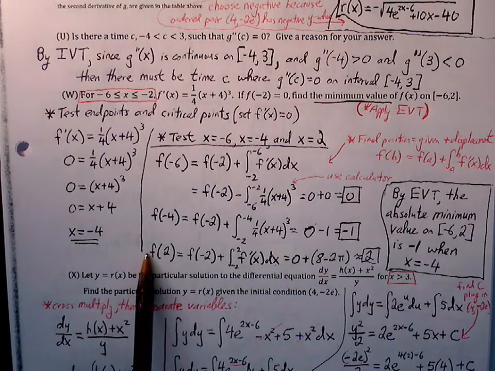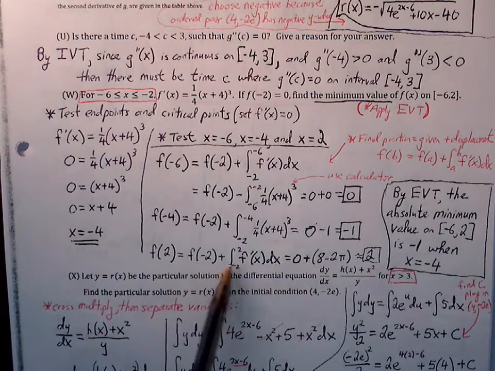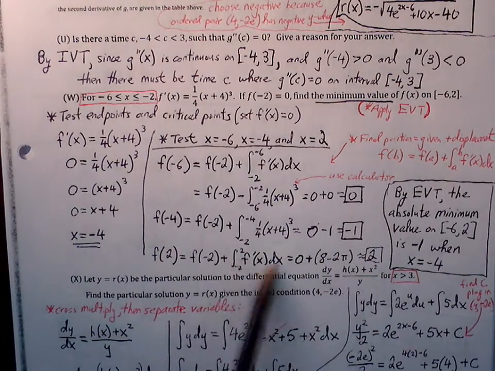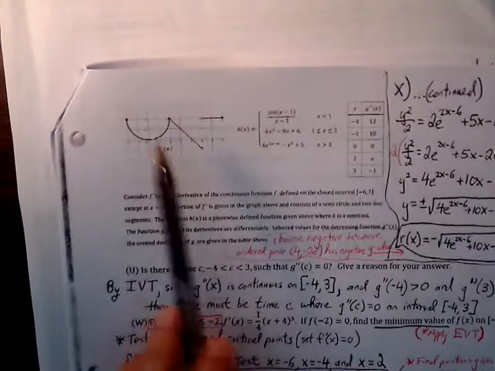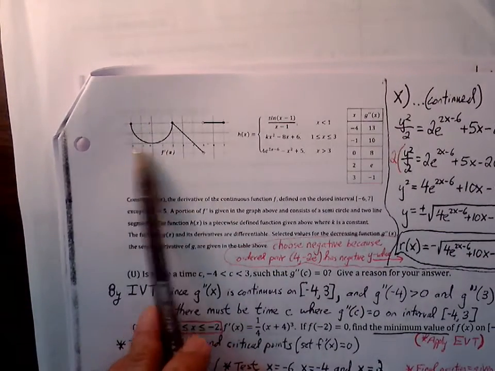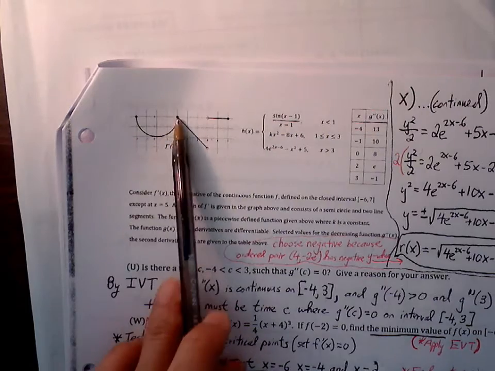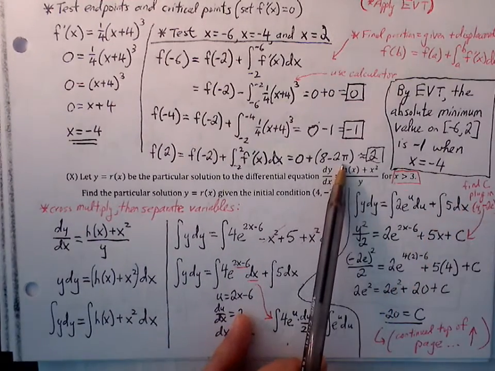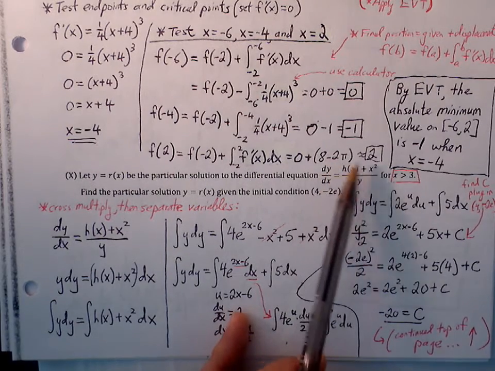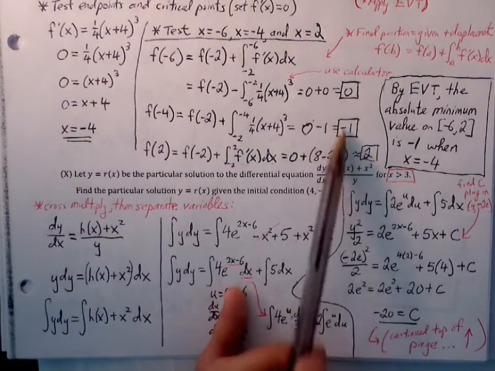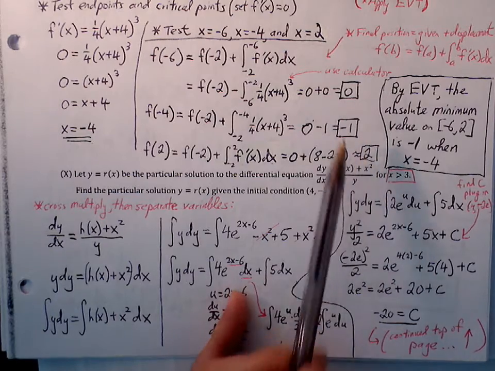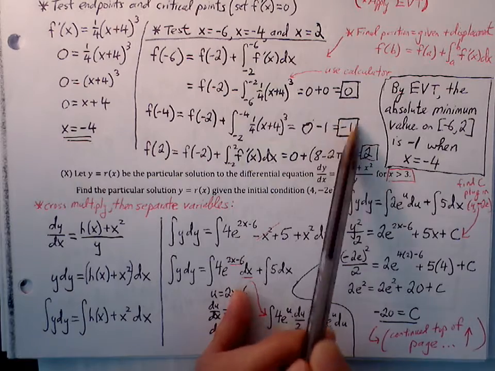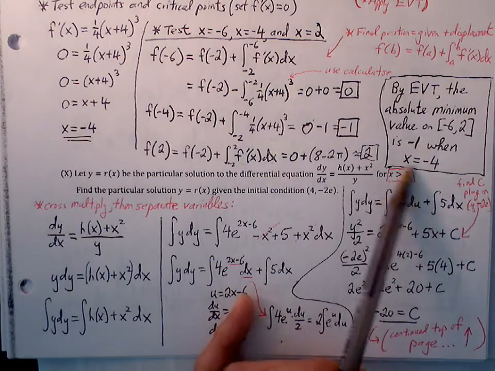And then finally f of 2 is f of negative 2 plus the definite integral from negative 2 to 2, which is this 8 minus 2 pi. This is the portion that we can see on the graph. Okay. From negative 2 to 2, that's the rectangle minus the semicircle. And 8 minus 2 pi is going to roughly be around 8 minus 6, which is around 2. And we compare these y values here. Highest and lowest y value. Highest is 2, lowest is negative 1. We're asking for the absolute minimum, so the absolute minimum value is negative 1 when x equals negative 4.